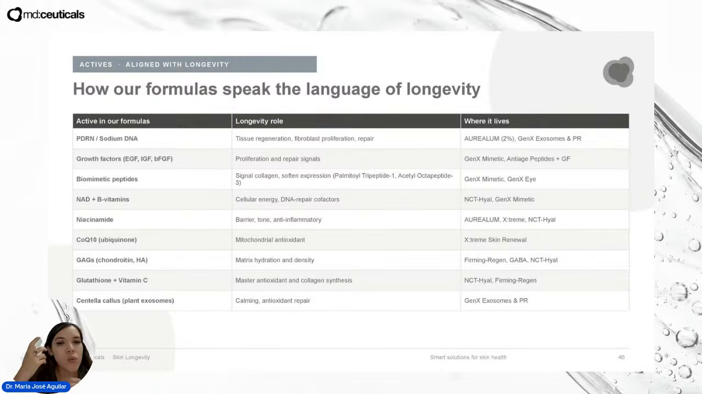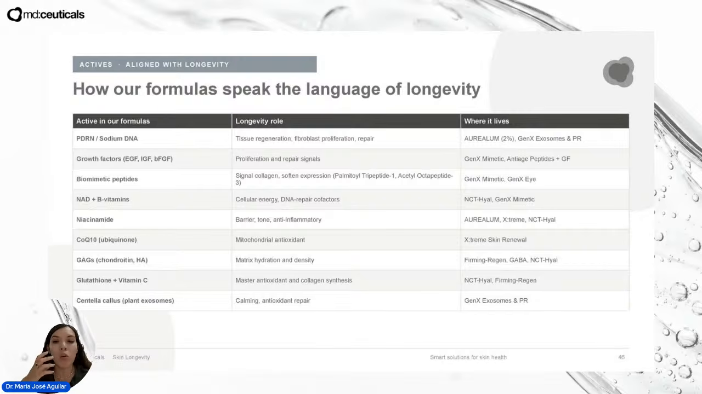So if we want to make this role, for example, as we already said, if we want to do tissue regeneration and we know that we need to repair the tissue, we need to increase the blood flow, we are going to think about PDRN, and automatically I'm going to think, okay, PDRN is present in Auriolum, so I can choose it. And I don't need to think, okay, Auriolum is just a product for this and this and this. I can make the performance and the treatment more dynamic, and that's the intention of MD Ceuticals. Try to make it more dynamic for you.